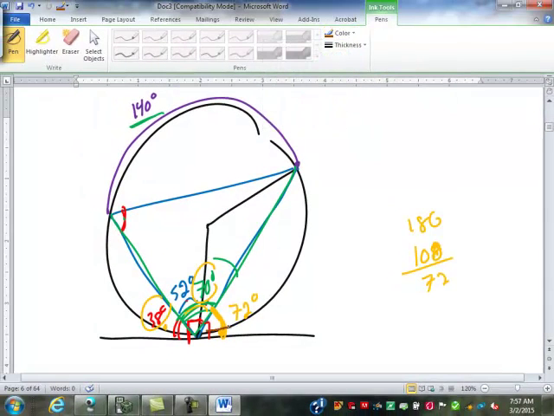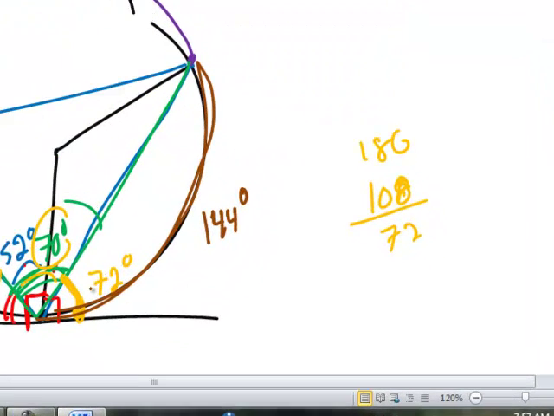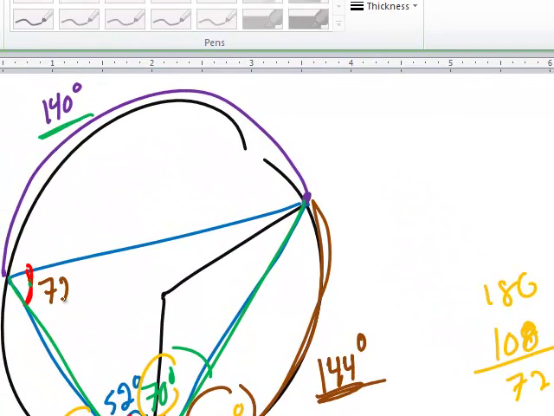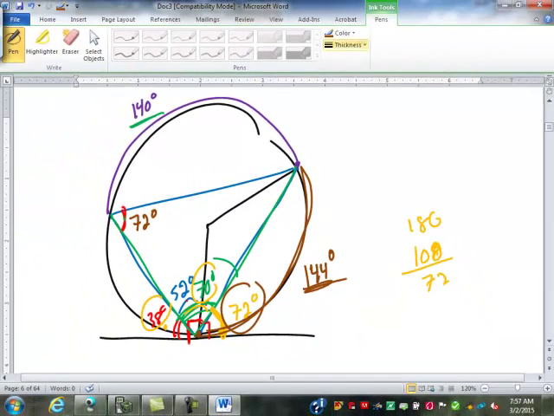If that's 72, what does this arc out here have to be? 144, because the angle is half. That angle has a vertex on the circle. It's a tangent angle, but it's also an inscribed angle. It's half of the intercepted arc, so that's a 144-degree arc. How does that help us get back to here? Yeah, that's an inscribed angle on a 144-degree arc, so that has to be half of it. So 72 degrees. See how fun that is? Kind of like a big old puzzle, isn't it?